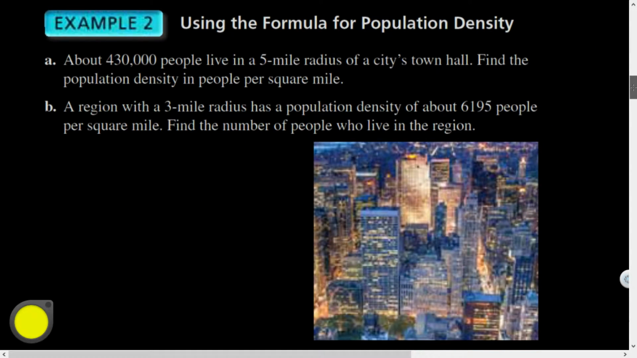Well, here, let's check out this presentation. It says about 430,000 people live in a 5-mile radius of a city's town hall. Find the population density in people per square mile. So I would just do the 430,000 divided by 5. What's that going to be? I feel like that's going to be like 86 or something.